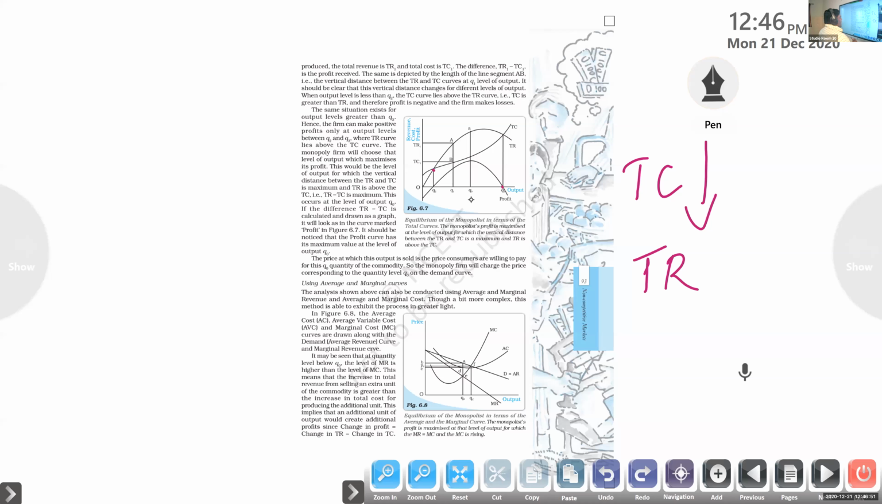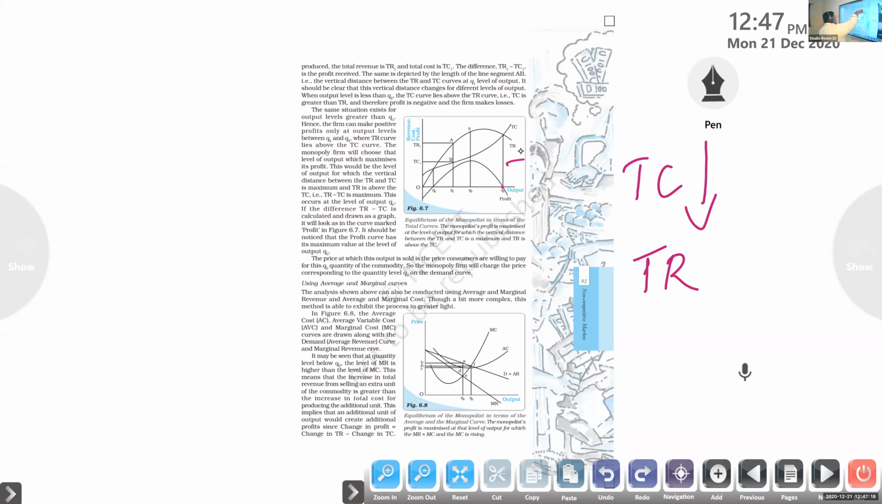Any quantity less than Q2 here is not profitable, and any quantity more than Q3 is also not profitable for the firm, because the total revenue curve is just below the total cost curve. In that condition, total cost is higher than the total revenue. It is not profitable for the firm.